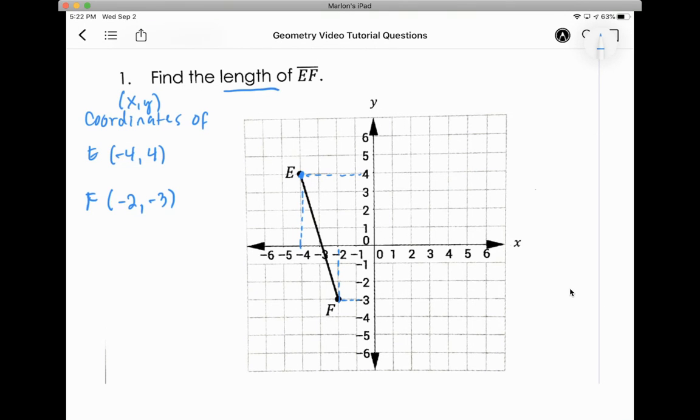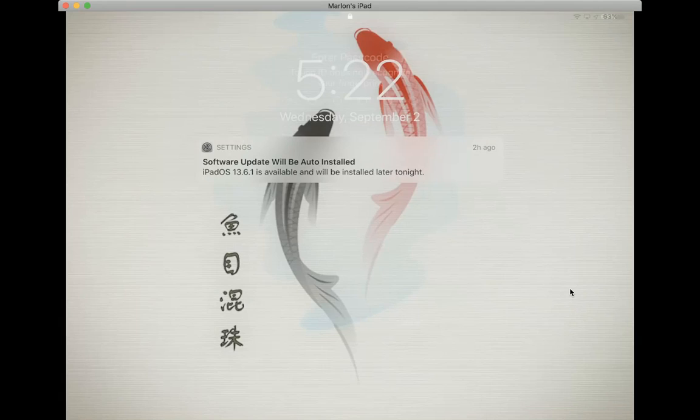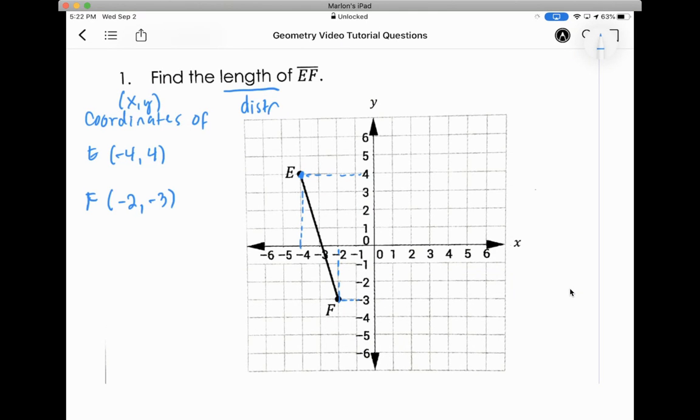Now, when you talk about length, it's the same thing as distance. So by the distance formula, D is equal to x2 minus x1 squared plus y2 minus y1 squared. And of course, you take the square root of the sum, right?